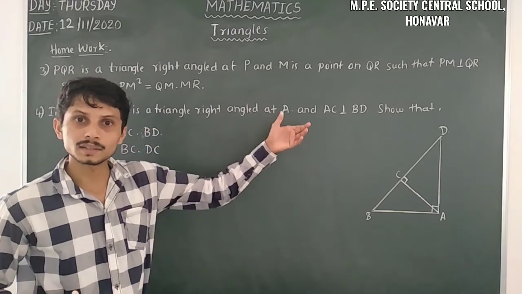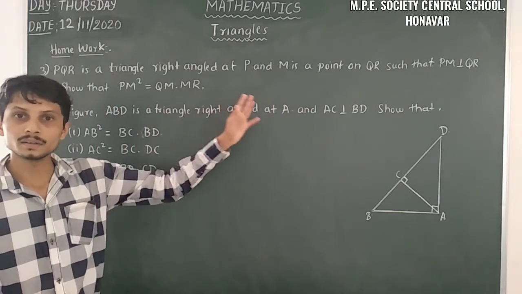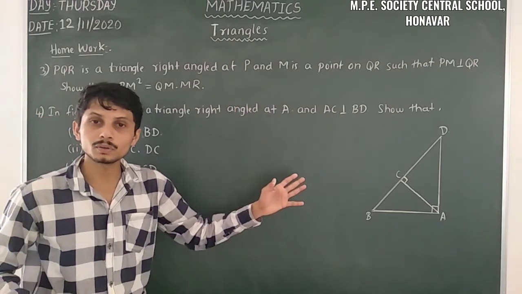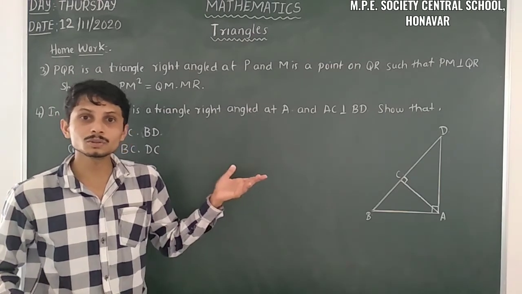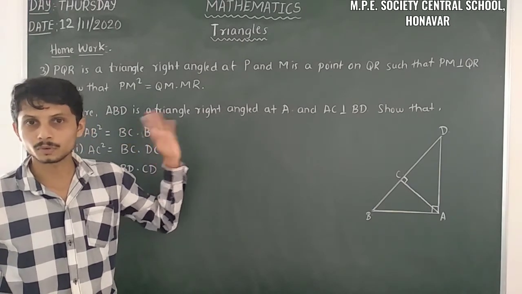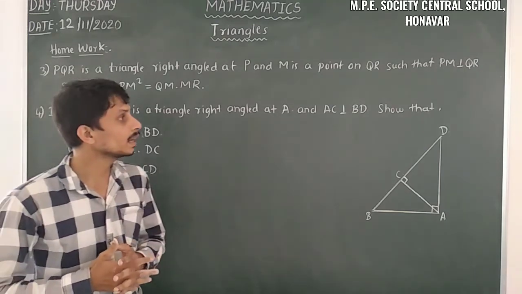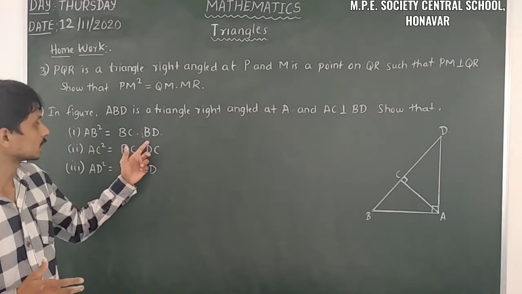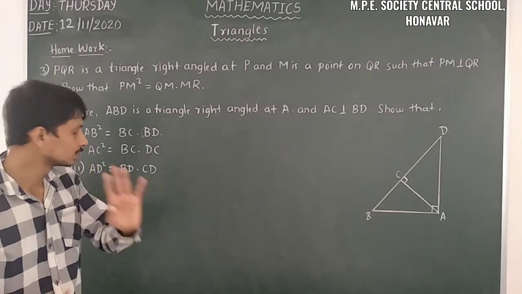Here there is a perpendicular and a right angle triangle, and you have to draw a perpendicular from the vertex of the right angle only. So you can easily use theorem 6.7. Only theorem 6.7 is enough for this. And then in the figure, ABD is a triangle, right angle at A, and AC is perpendicular to BD. Show that AB square is equal to BC into BD, AC square is equal to BC into DC, AD square is equal to BD into CD.